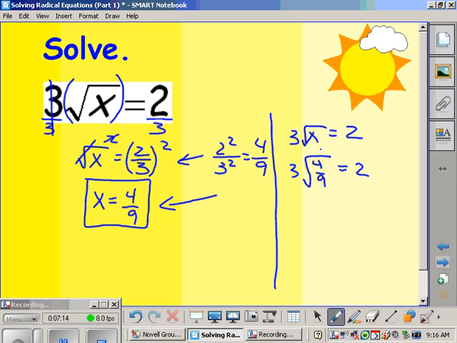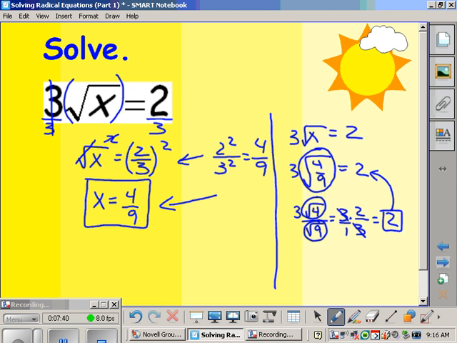So on the left, if I take the square root of 4/9, because 4 is a perfect square and 9 is a perfect square, I can take their square roots individually. So I'm going to keep the 3 on the outside. The square root of 4 is 2, and the square root of 9 is 3. And if I multiply those fractions and even cross-cancel the 3's, notice I'm left with 2, which is what I wanted. So in fact, my value for x, which is 4/9, is correct.